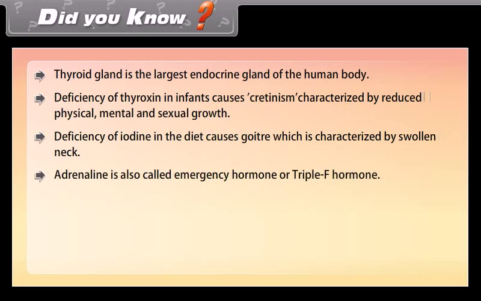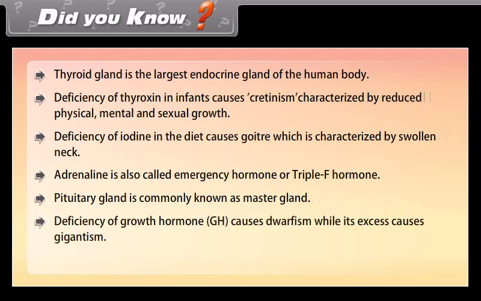Adrenaline is also called emergency hormone or triple F hormone. Pituitary gland is commonly known as master gland. Deficiency of growth hormone, GH, causes dwarfism, while its excess causes gigantism. Deficiency of insulin causes diabetes.